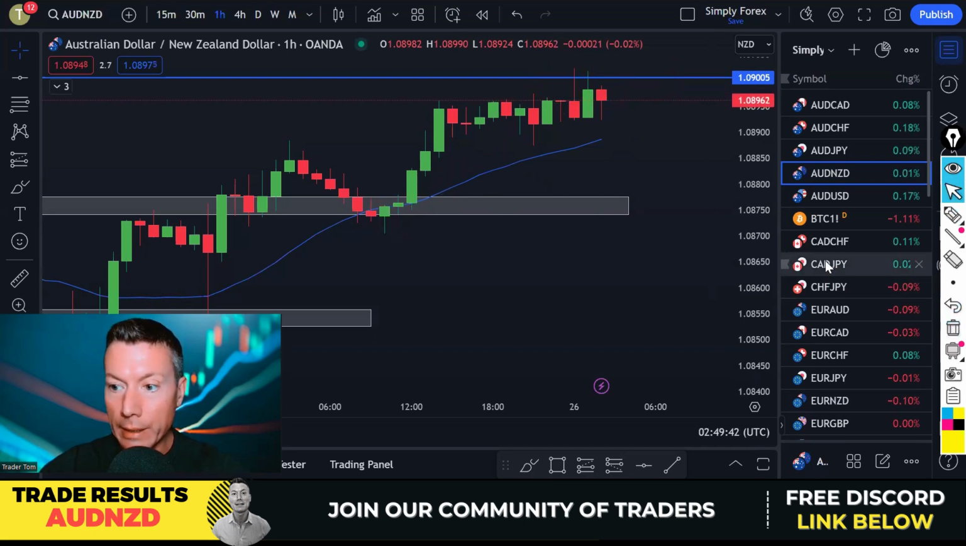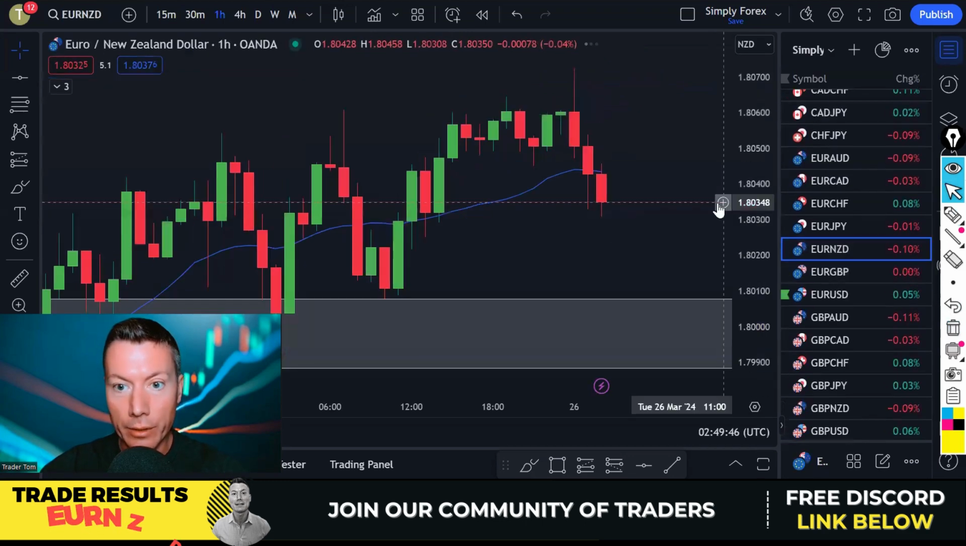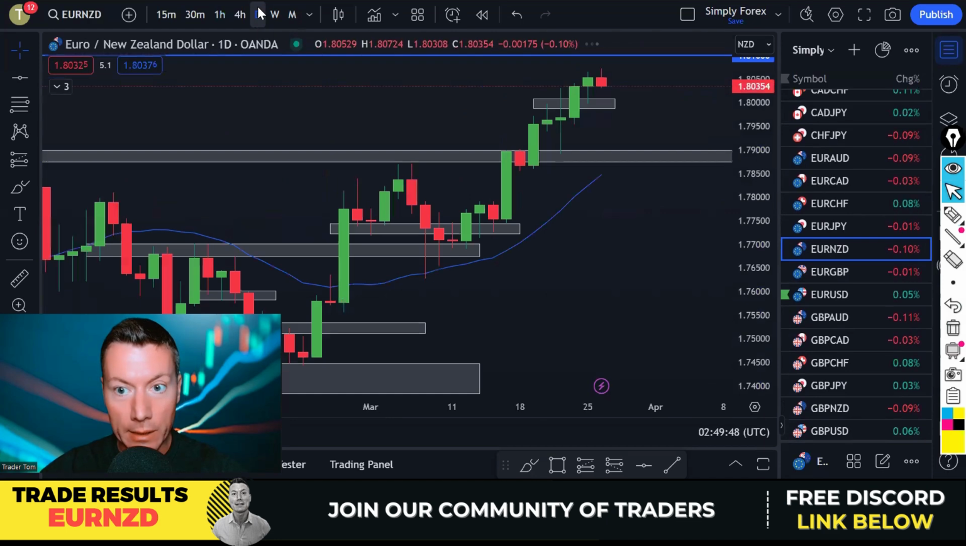And then we were also looking at Euro New Zealand, Pound New Zealand. So if we just take a quick look at those as well, this was still a play on this New Zealand weakness. This is Euro New Zealand. You can see we were in, let's call it, an uptrend. Check. Bullish candle, check.